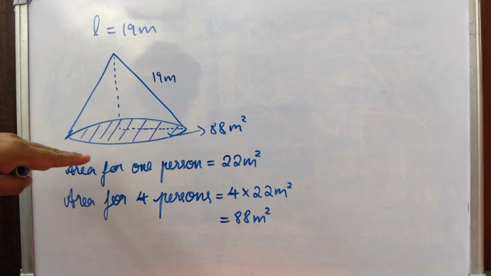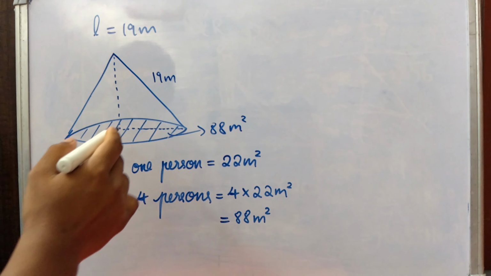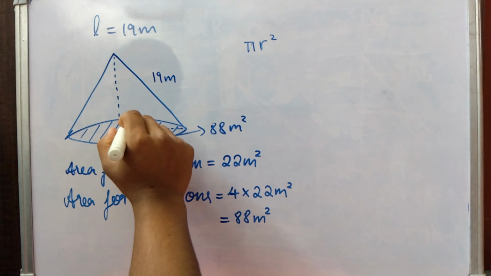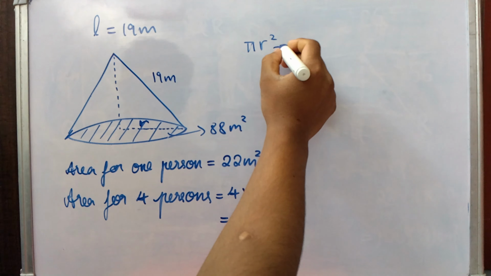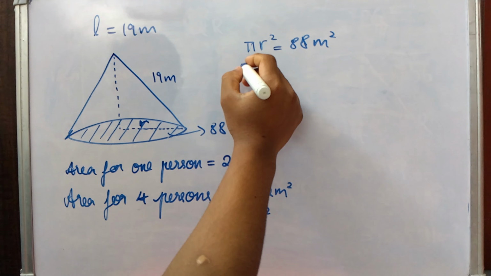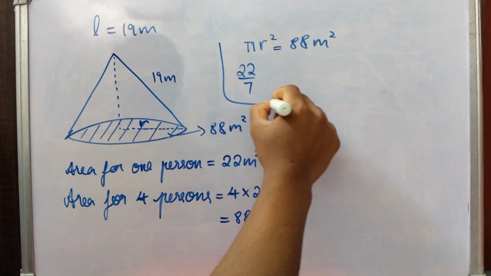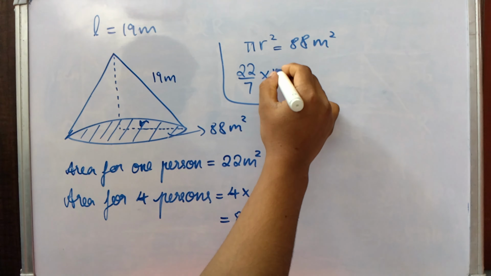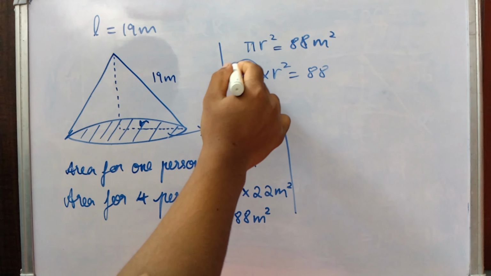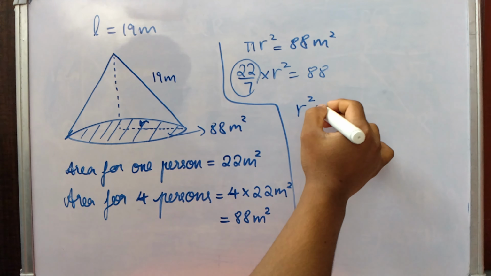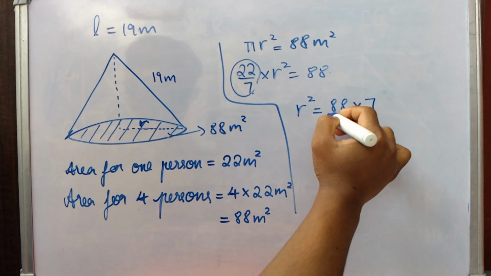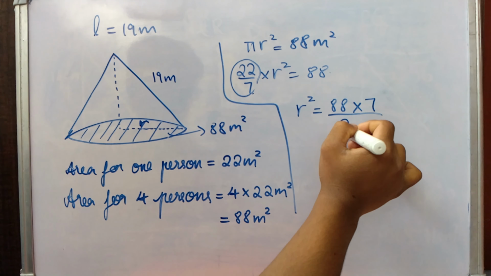For a cone, this bottom surface is actually a circle. So this circle's formula is pi r square, where this is our r. We have its value to be 88 meter square. From this we know the value of pi to be 22 by 7. So 22 by 7 into r square is equal to 88. Now we'll take this term to the other side, so the denominator goes to the numerator and the numerator goes to the denominator on the other side.